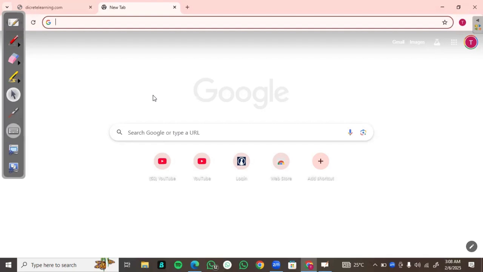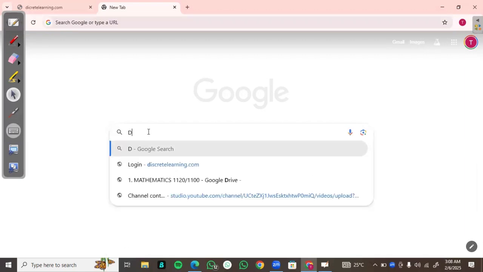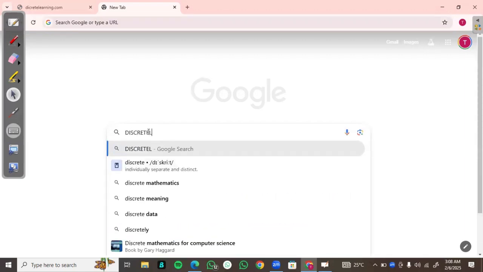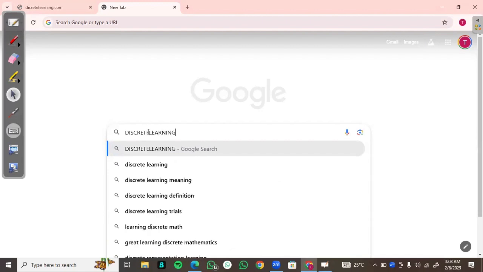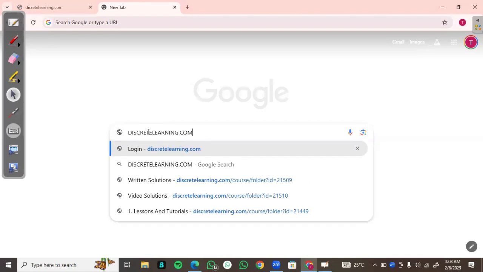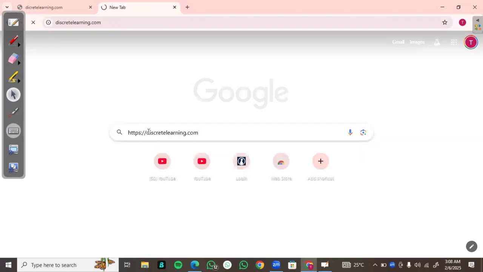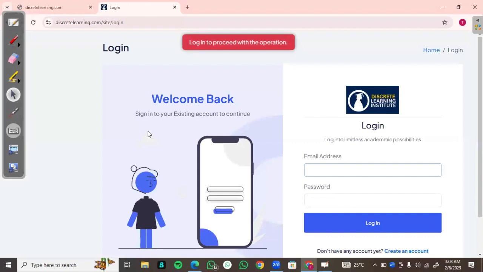What you need to do is open your browser. It can be Google Chrome, Samsung browser, or any other browser that you are using. Then you type in discretelearning.com. Once you type it in, you click enter or search, and it will load and take you to the login page.